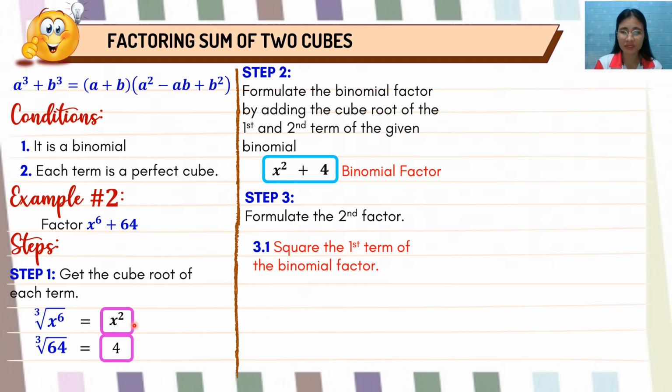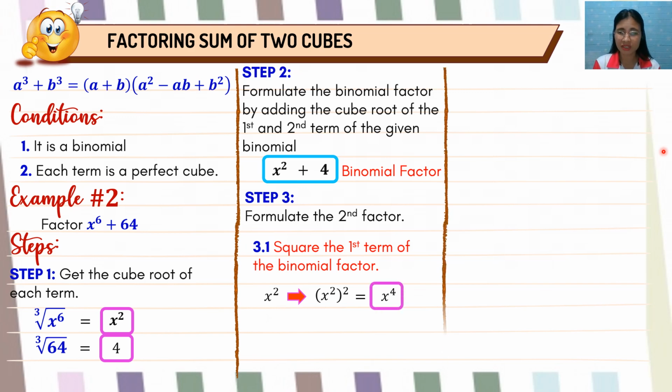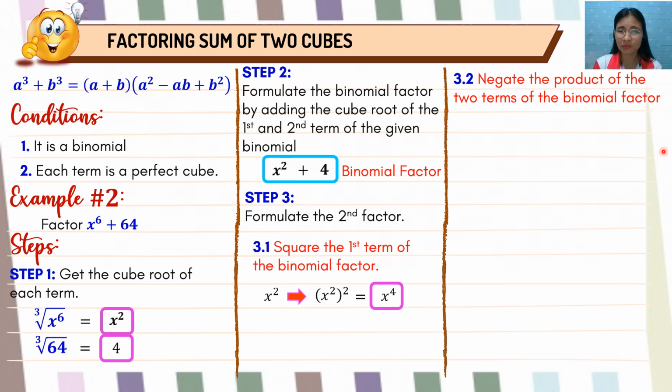First, square the first term of the binomial factor. Our first term is x squared, and squaring x squared uses the law of exponents, power to a power. So multiply the exponents, 2 times 2 gives you 4, which means that is equal to x to the fourth.